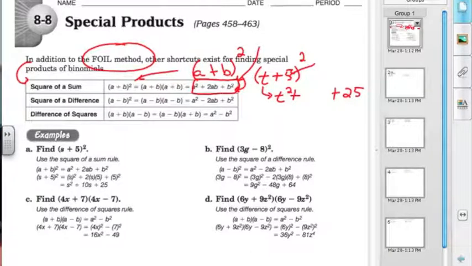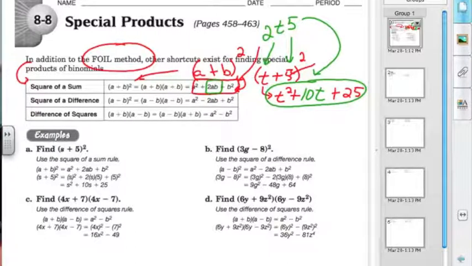Now the interesting piece is in the middle. This plus 2ab that you see happening here is where you take whatever was the first part of the binomial, multiply it by the second part, and then multiply by 2. So it's 2 times t times 5, and you'd put that in the middle. So you'd get plus 10t. So that's what you call the square of the sum.